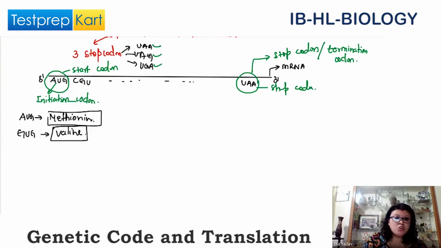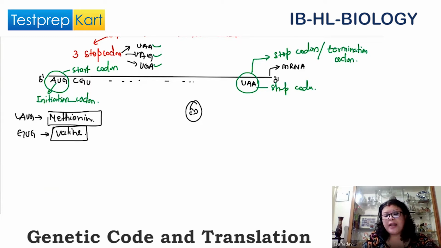Out of AUG and GUG, Sana, can you tell me which is the most common initiation codon? Both are initiator codons, but which is the most common? AUG. Very good. AUG is the most common initiation codon. We very rarely have the GUG.